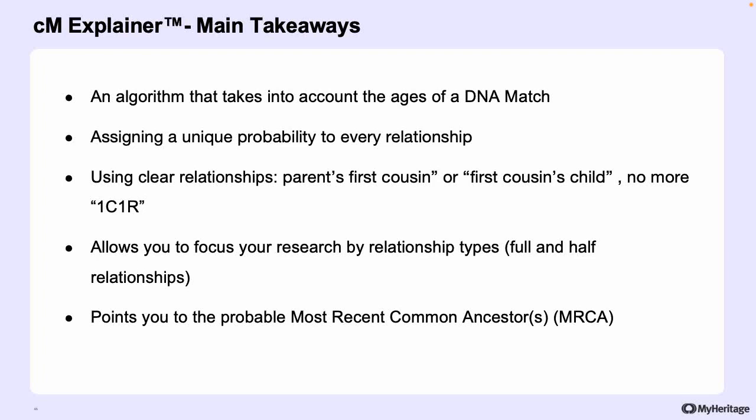And this was possible thanks to the use of ages. And it allows you to focus your research by relationship type. You can focus your research if you want to look at full relationship or half relationship or both. And it points you to the probable most recent common ancestor, because sometimes the research question is through whom we are related.